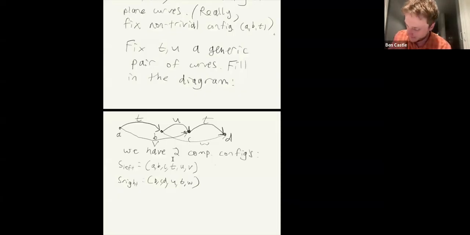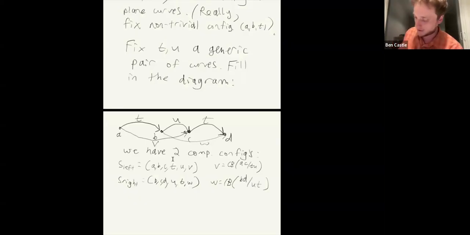So here V precisely is the canonical base of AC over TU. W is the canonical base of BD over UT. We're just saying V is the curve that is like a composition of T and U, and then W is a curve that's a composition of U and T. Right. So that's the setup.